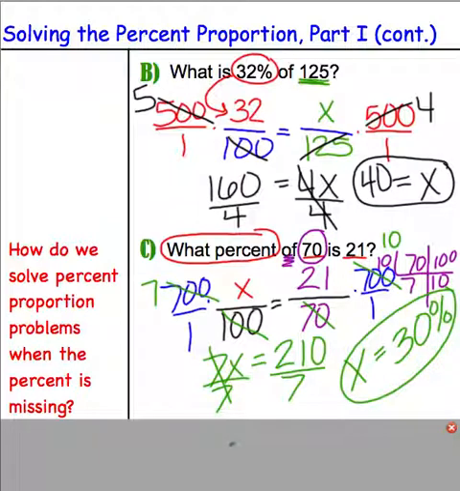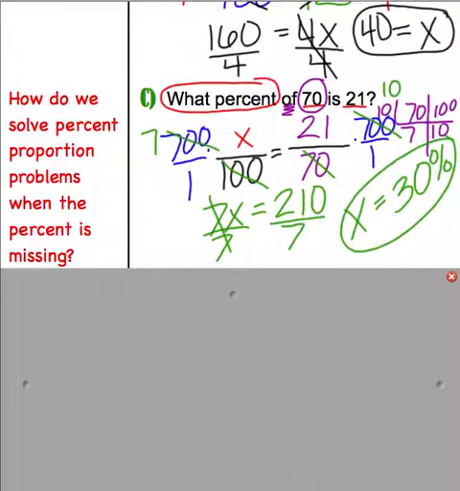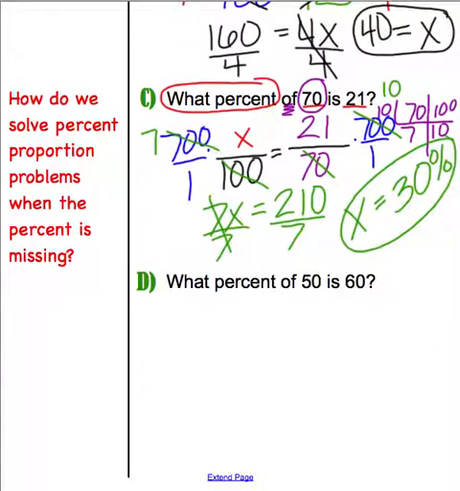The nice part is you don't have to do any decimal moving because we already have it set up in fraction form. Let's take a look at the next example I have for you. What percent of 50 is 60? So we'll go ahead and we will set up our proportion, put our 100 down in the bottom.